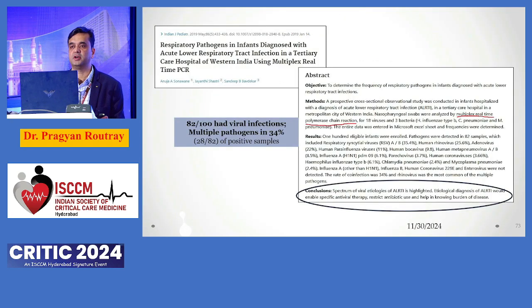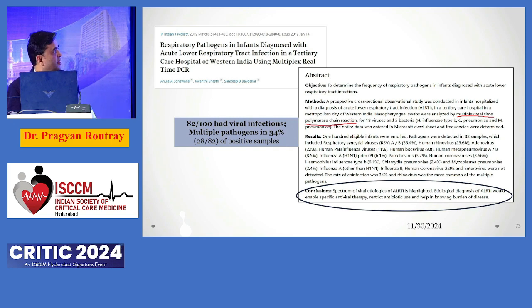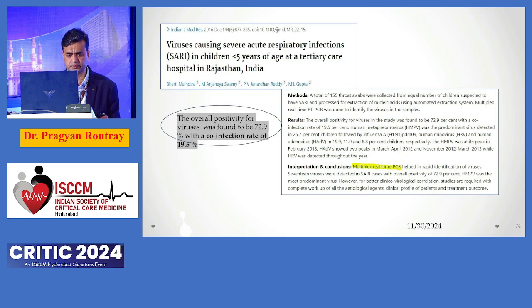So how does multiplex PCR help in detection of viruses? In this study on respiratory pathogens in infants diagnosed with acute lower respiratory infection in a tertiary care hospital, they found that multiplex PCR was able to detect 82 out of 100 viral infections, and multiple pathogens in 34% of the patients. That's quite astounding. They found that in infants, viral infection is so common in that particular hospital.